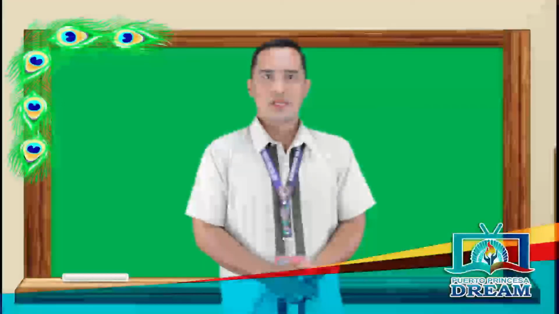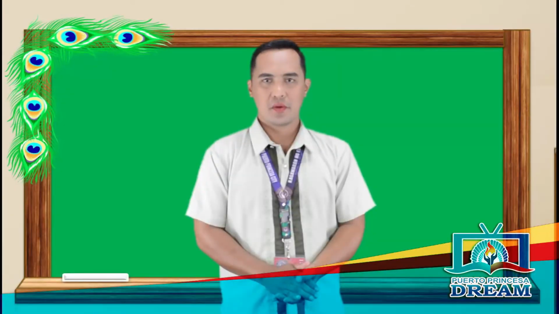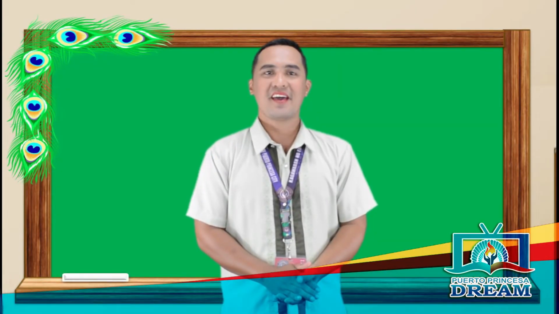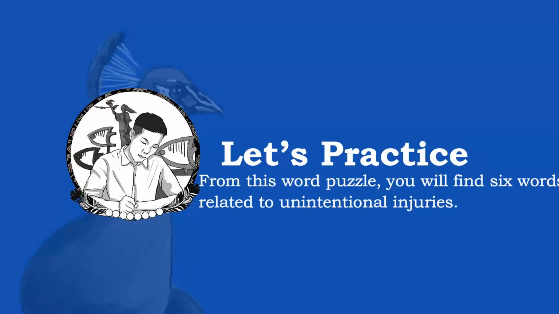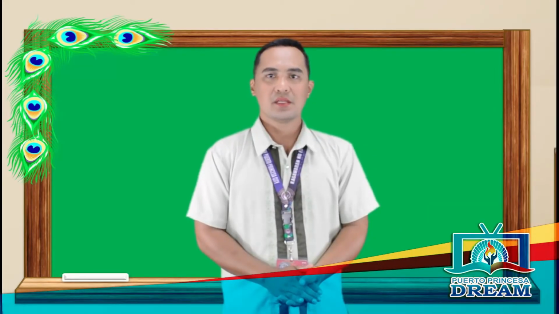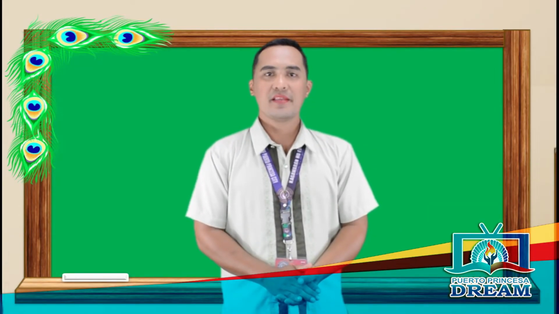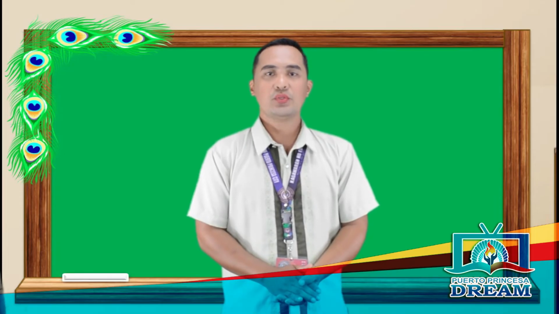Now, let's see if you can still remember the types of injuries we discussed a while ago. The next activity is entitled Look for Me. From this word puzzle, you will find 6 words related to unintentional injuries. All you have to do is look for these 6 words, and once you found them, write them in your activity notebook. You will only be given 1 minute to do it.